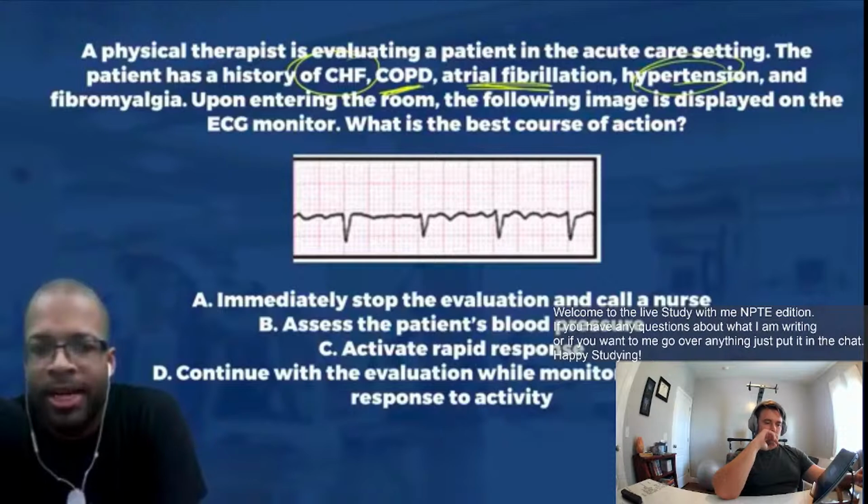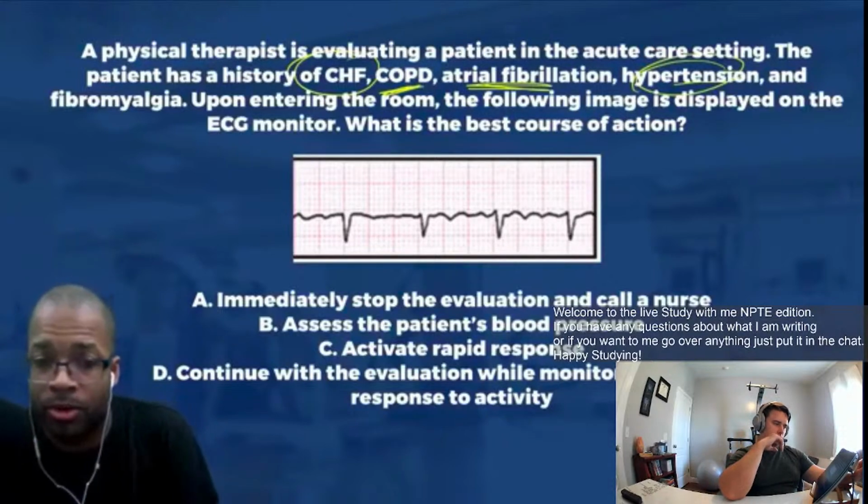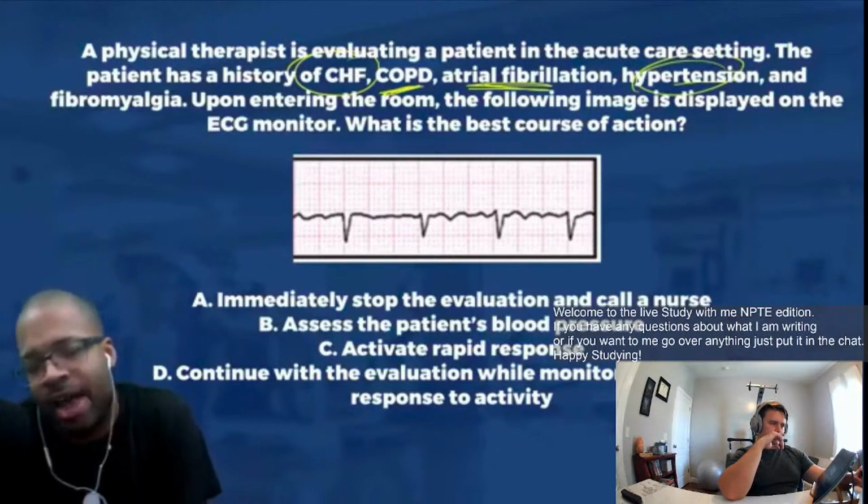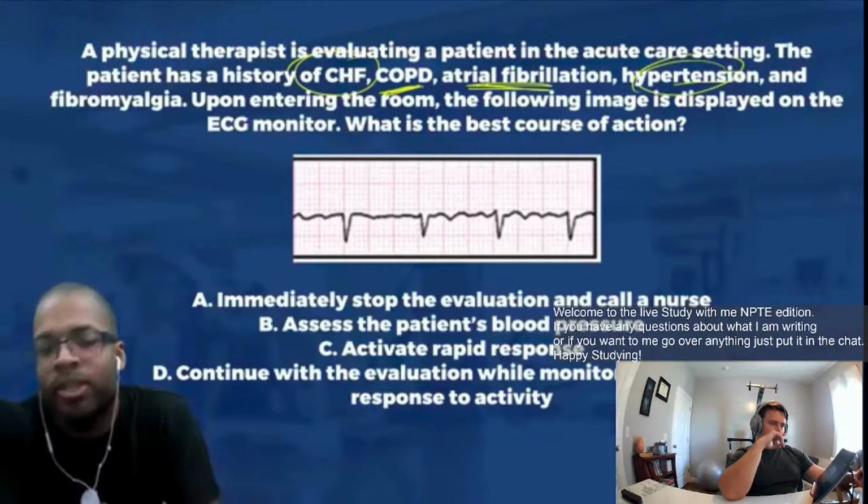And so now, upon entering the room, the following image is displayed on the ECG monitor. What is our best course of action? Before we start dissecting and dominating this question, you have to look at the ECG reading. What do we see here?